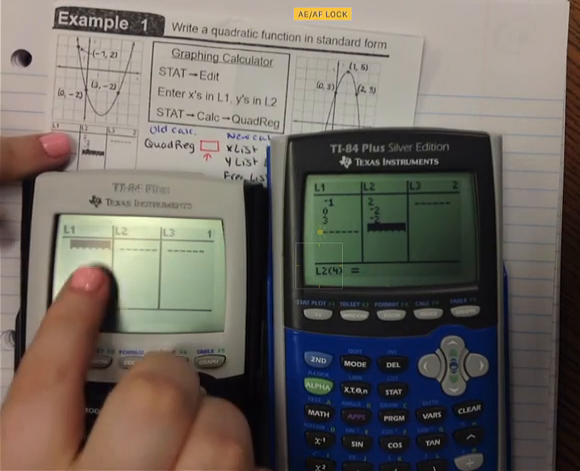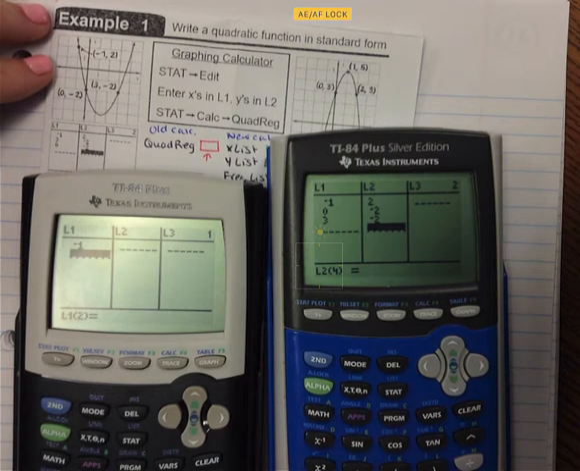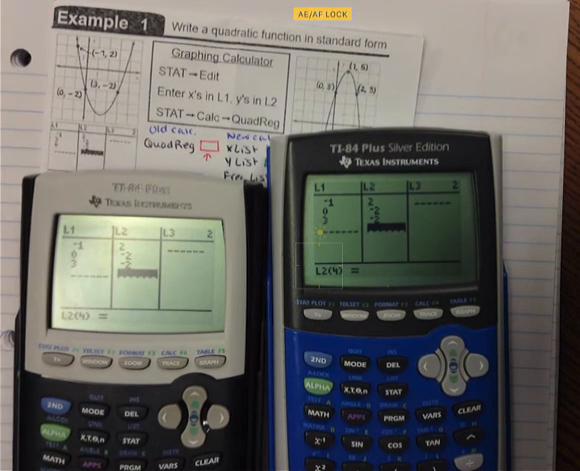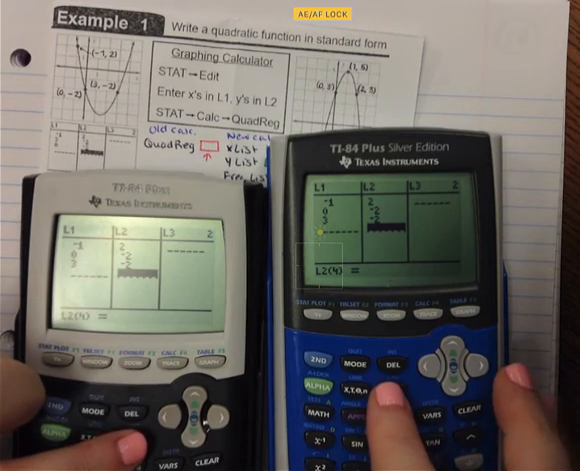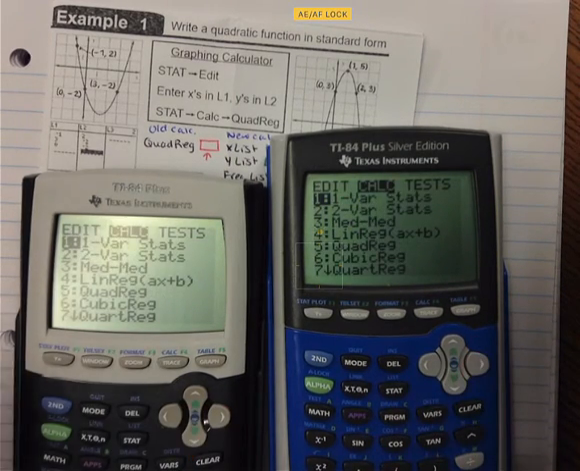I'm going to do the same problem on here so I can show you the difference. So negative 1, 0, 3. I'm going to have 2, negative 2, negative 2. So I'm going to still press stat on both of them. Stat, calc. And I want number 5 for quadratic.